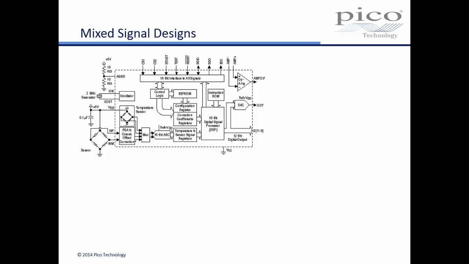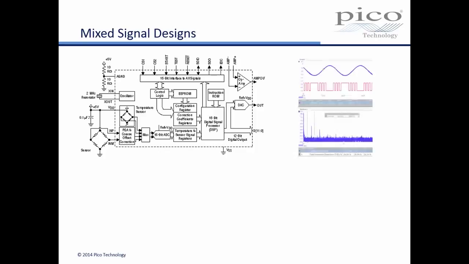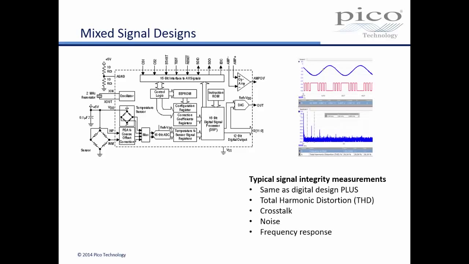The new generation of mixed signal designs employ digital control techniques, but are also processing a broader range of analog signals, including sensors, smart power controls, and more. In addition to timing parameters, we need to observe and measure characteristics such as total harmonic distortion, crosstalk, and noise.